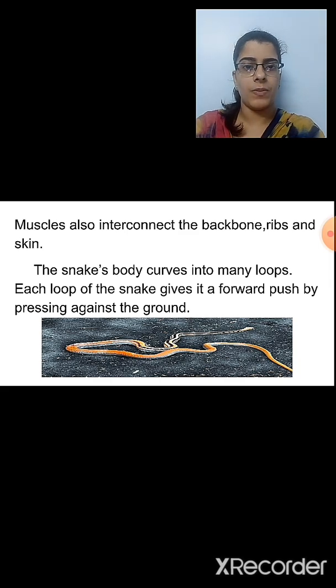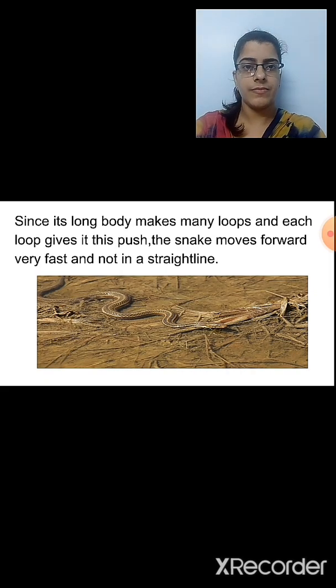Each loop of a snake gives it a forward push by pressing against the ground. So what does each loop do? Each loop of the snake helps the snake to move in the forward direction by pressing against the ground. Since its long body makes many loops and each loop gives it this push, the snake moves forward very fast and not in a straight line.